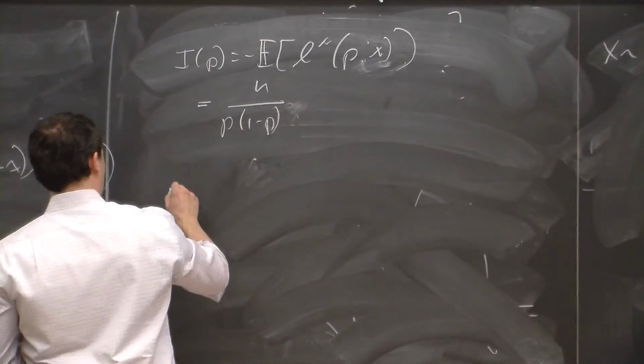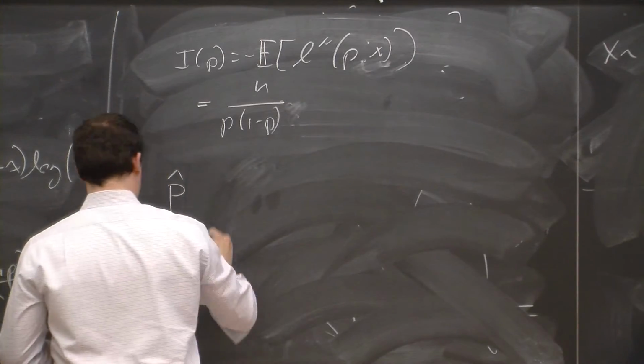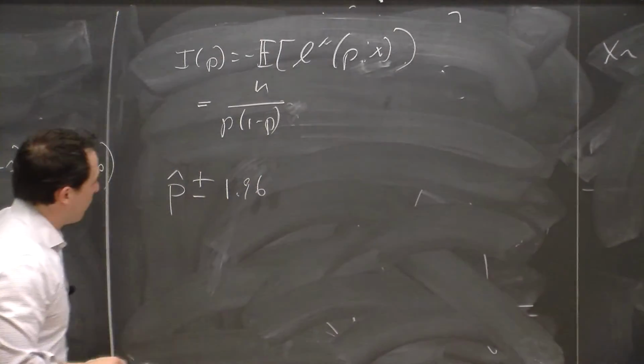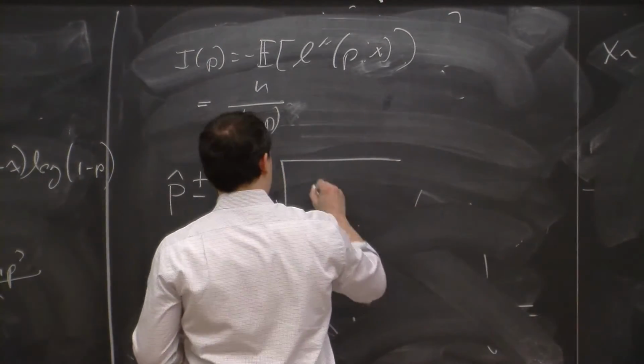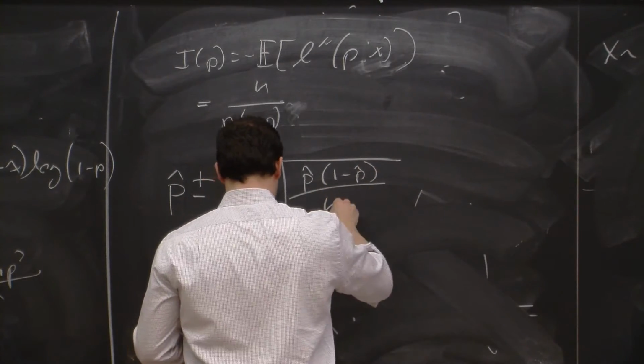And so a 95% confidence interval has a nice closed form. A Wald one based on the Fisher information is p hat plus or minus 1.96 times the square root of p hat (1 minus p hat) over n.